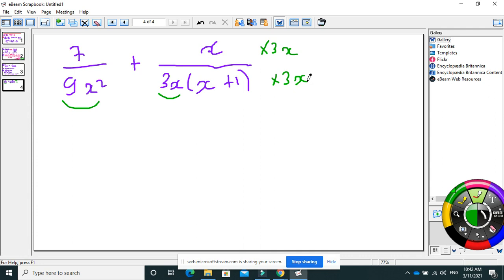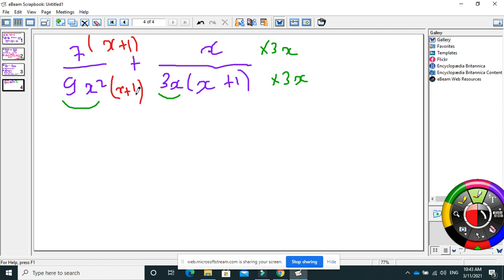I need to have the same denominator. It should be the LCM, the least common multiple. So I look at 9x squared, and 3x times x plus 1. So I have here missing x plus 1, and here missing 9x squared. So if I multiply here by 3x, I will have 9x squared times x plus 1. And for the first one, I will multiply it by x plus 1. So I will have the same denominator now.